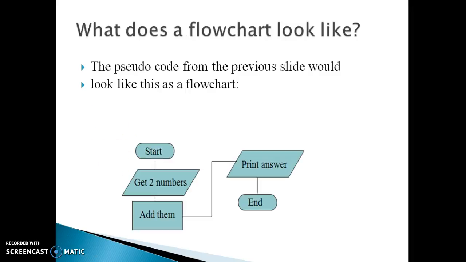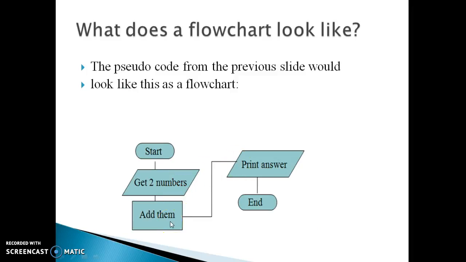And the same problem can be represented pictorially. The first step, the start, is represented in this way. Second is to get the two numbers, which is the parallelogram. Next, with the processing box, we will perform the operation. Again, getting the two numbers is the input, and you have to print the output, whatever the answer will be. Then again you have an end symbol. The end symbol and the start symbol are the same, and input and output are the same, while processing is the rectangle.